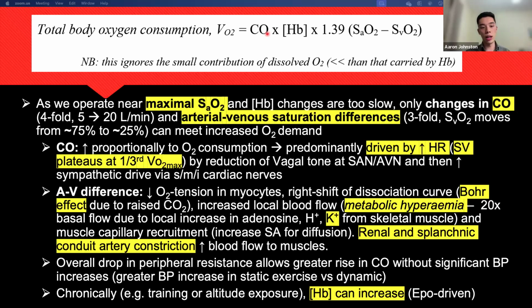And what increases the heart rate then? You get basically a lifting of the brakes. So that's the reduction in vagal tone at both the sinoatrial node and the atrioventricular node, and then you get an increase in the sympathetic drive.